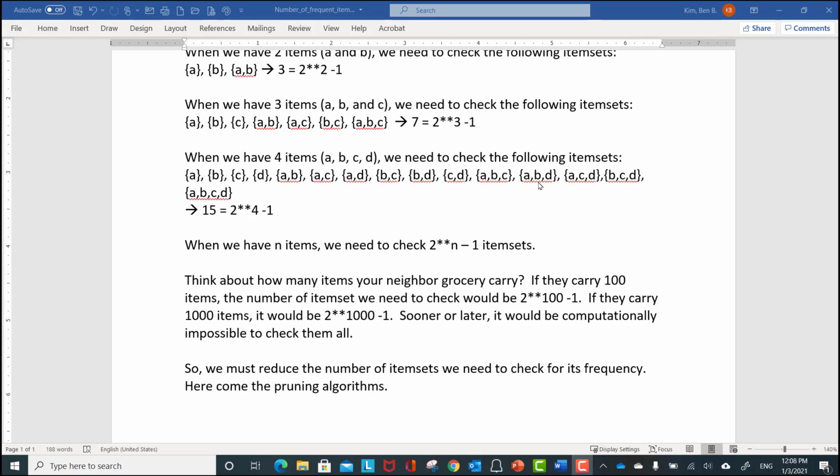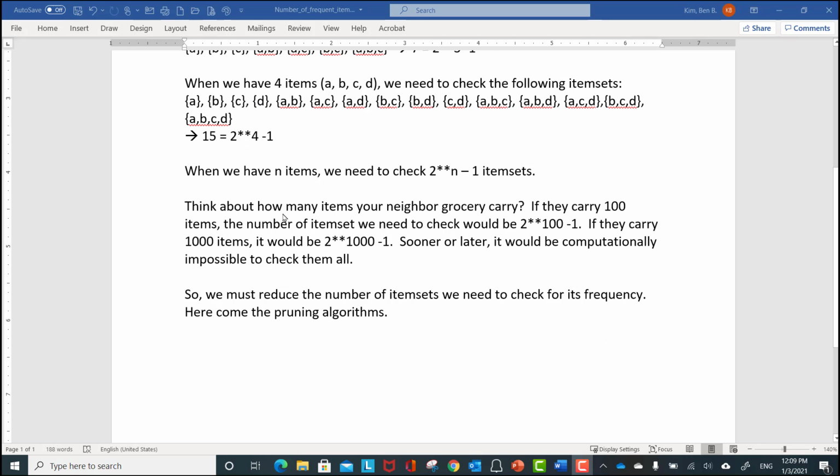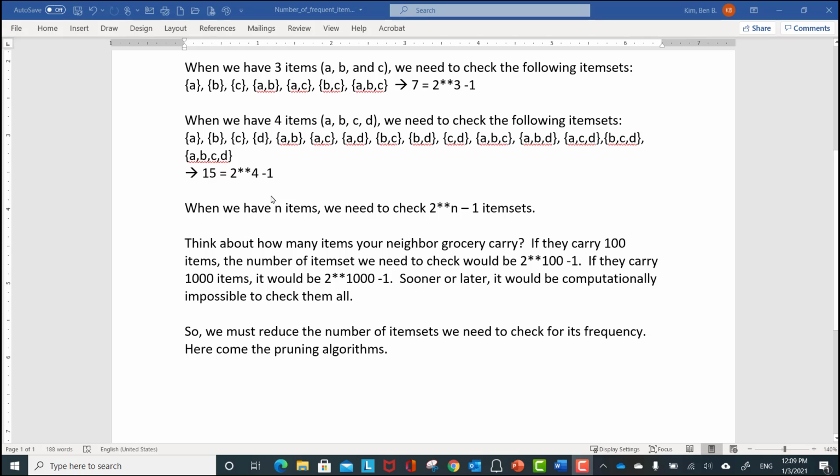Okay, and then ABC, ABD, ACD, BCD, and ABCD, and that's all 15 item sets, which is 2 to the fourth power minus 1. Okay, so as you can see over here, the number of item sets grows exponentially. Think about it: how many items does your neighborhood grocery store carry? Also think about how many items Amazon.com carries. Sooner or later, the numbers will be huge.